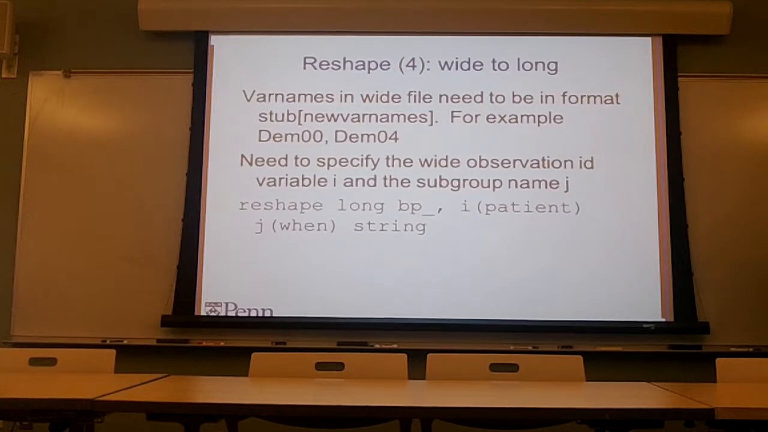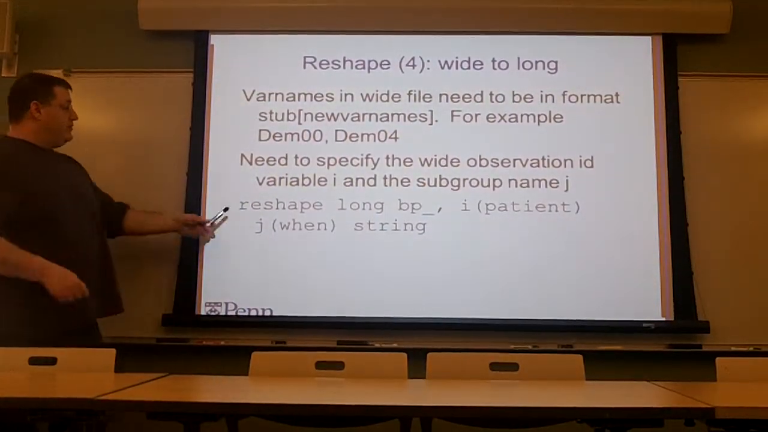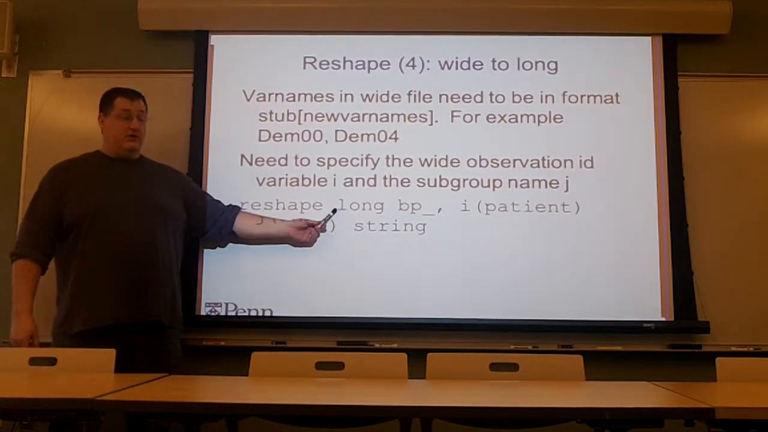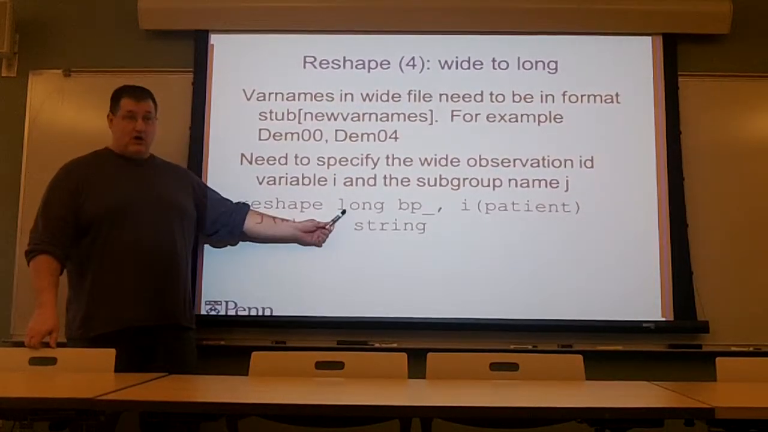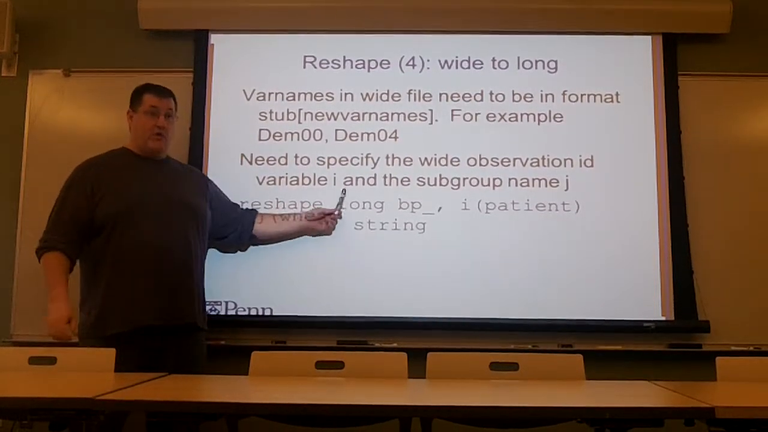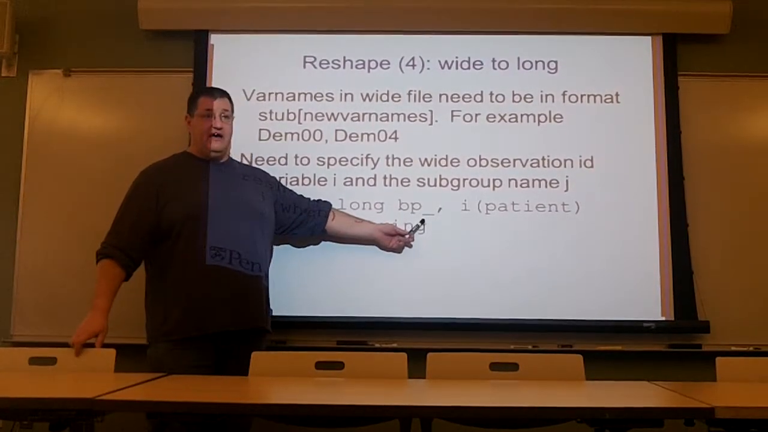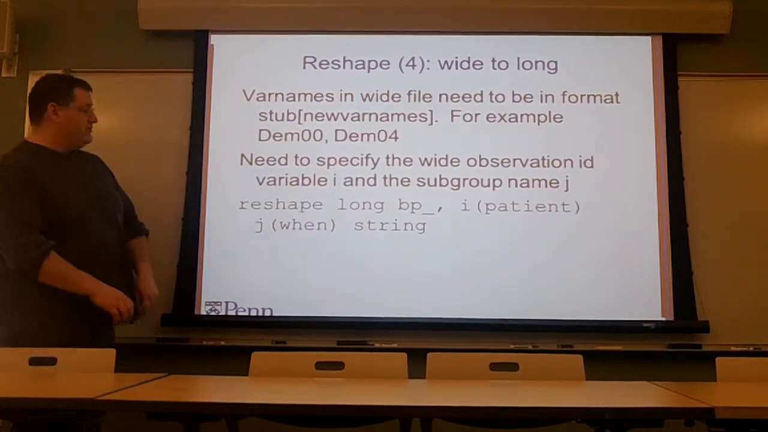So when we want to go from wide to long, we're going to execute the reshape command. And then we have to tell Stata what direction to change the shape. So after reshape, it's either going to read long or wide. So when we go from wide to long, we have to think we're going from wide to long. And then you'll notice here I have this BP, but I don't have these suffixes, right? So I have BP variables there.